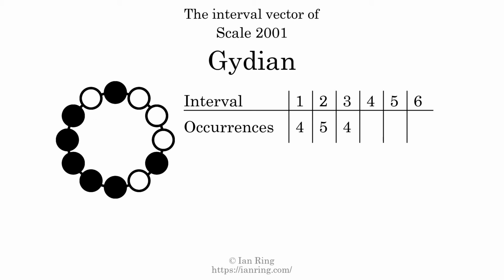There are 4 intervals with the size of 3 semitones. They are here, here, here, and here. There are 4 intervals with the size of 4 semitones. They are here, here, here, and here.